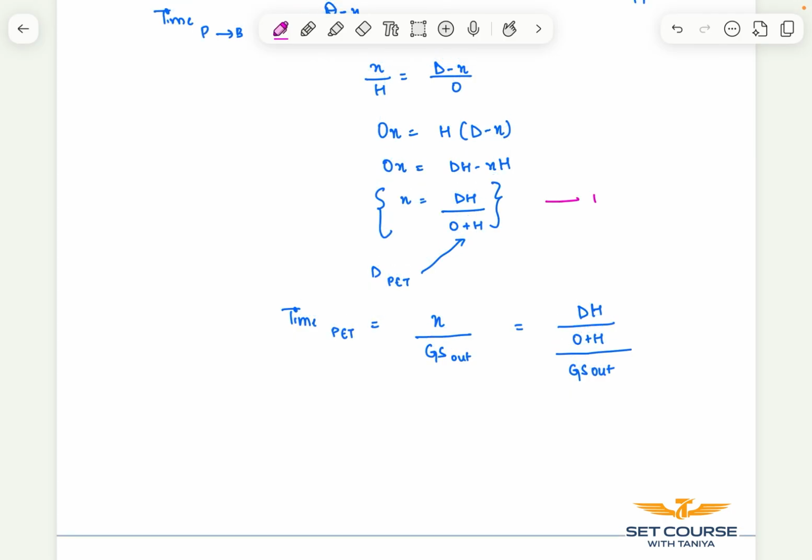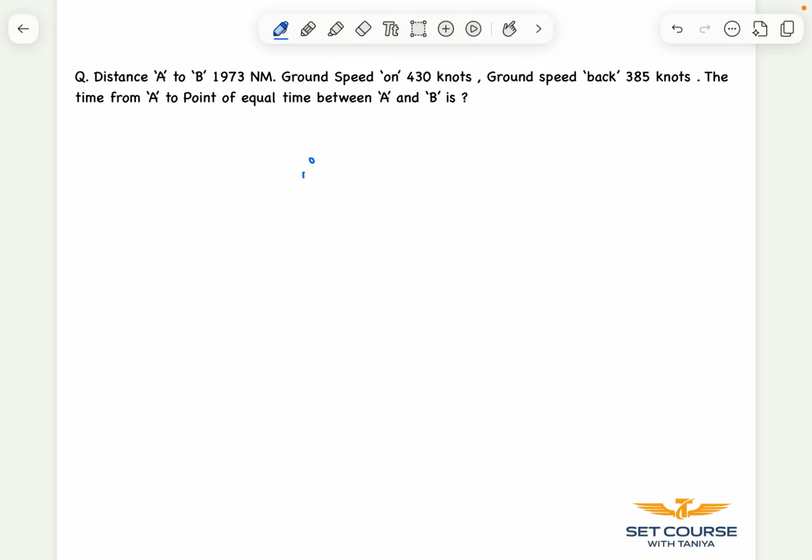These two formulas, 1 and 2, are going to be of utmost importance when you'll be solving your questions regarding point of equal time. Now let's take an example. We are given that the distance A to B is 1973 nautical miles. If we suppose the point of equal time as P, the ground speed on is 430 knots and the ground speed back, which is the ground speed home, is 385 knots.